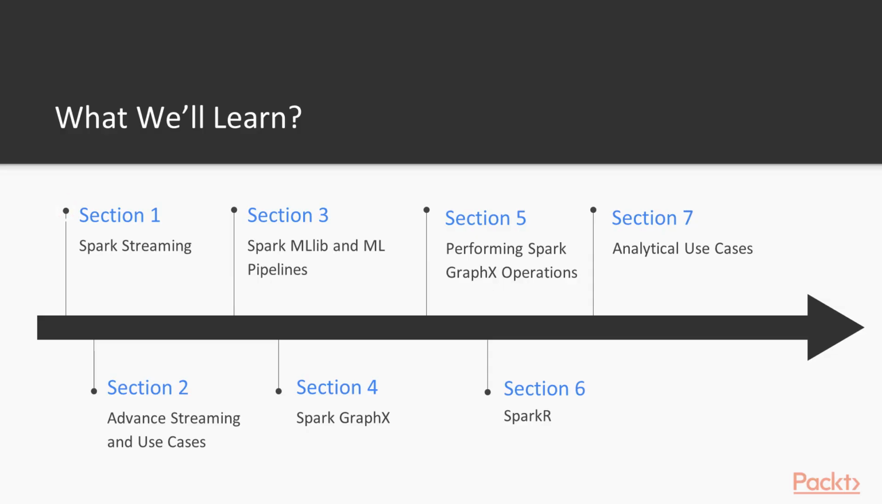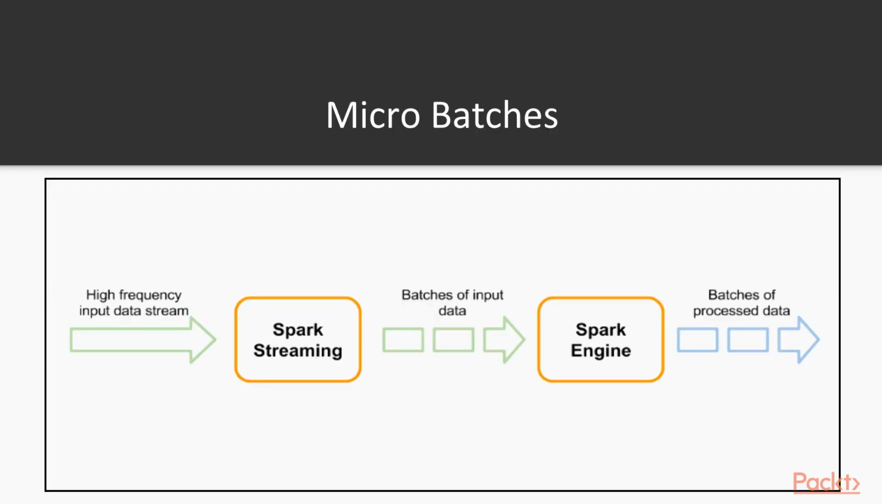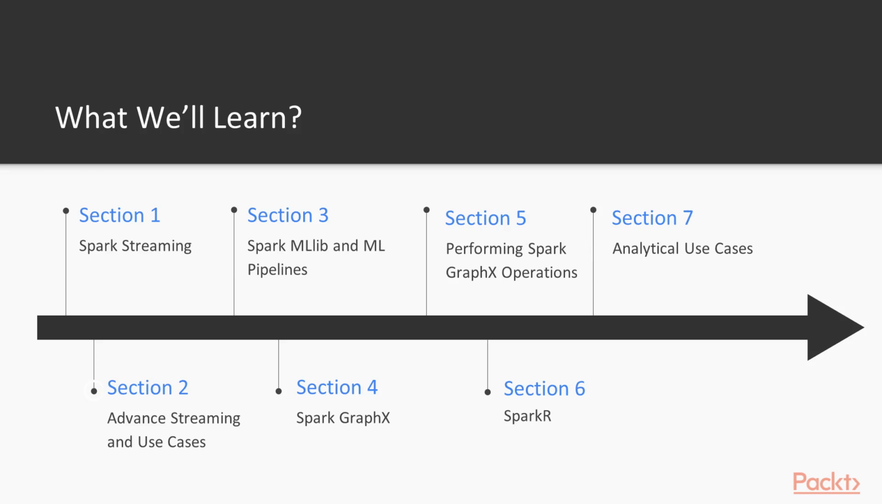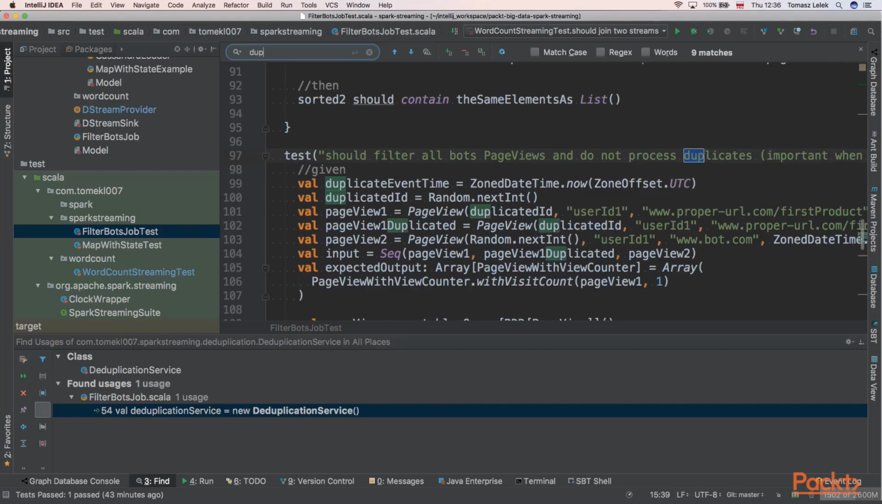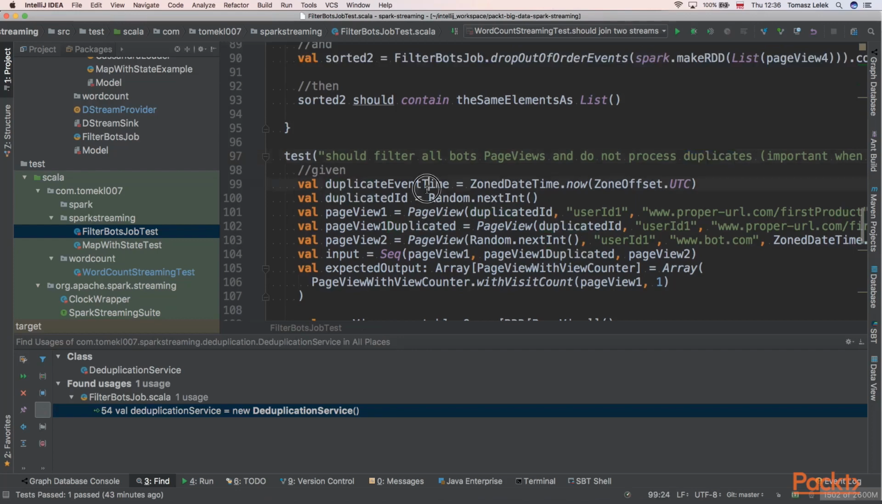In the first section, we'll be looking at the Spark streaming technology. So it will be an introduction to Spark streaming and its DStream API. We will be looking at the transform operations and joining streams. In the second section, we will see how to use the streaming approach to solve advanced streaming use cases.